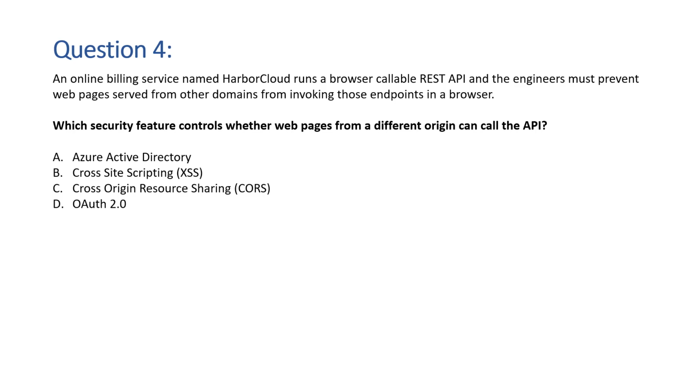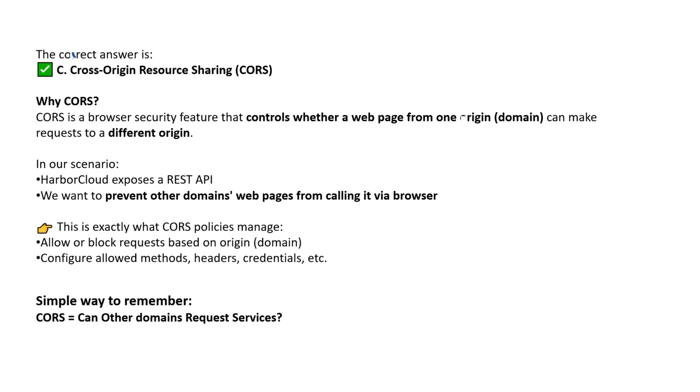Now the question says, an online billing service named Harbor Cloud runs a browser callable REST API, and the engineers must prevent web pages served from other domains from invoking those endpoints in a browser. So, which security feature controls whether the web pages from a different origin can call the API? Number A is Azure Active Directory. Number B is cross-site scripting. Number C is cross-origin resource sharing, that is CORS. And number D, that is OAuth 2.0. So what is the right answer? The right answer should be CORS.